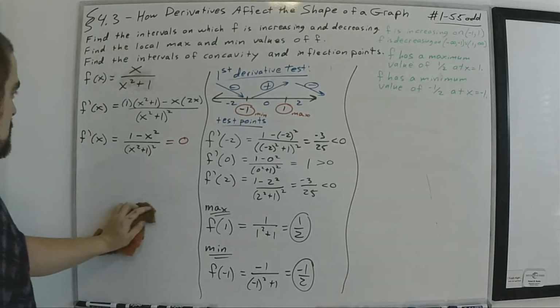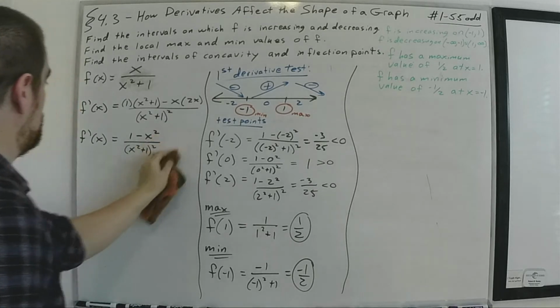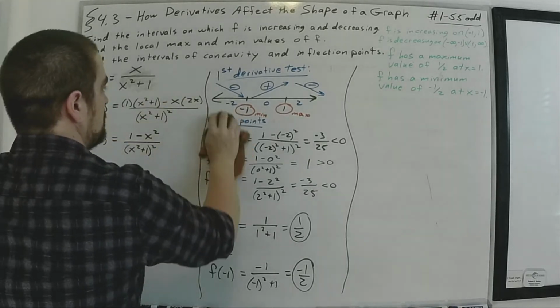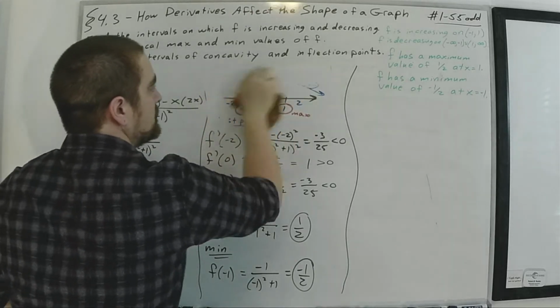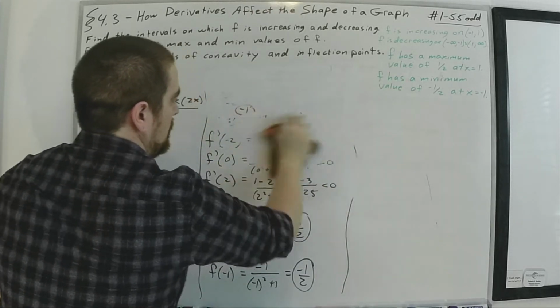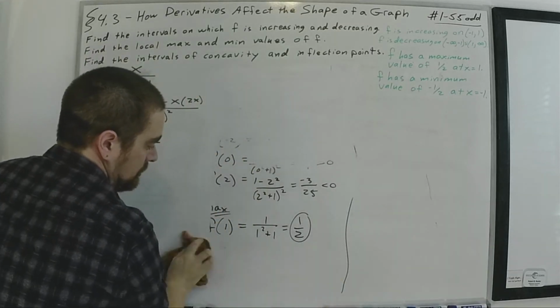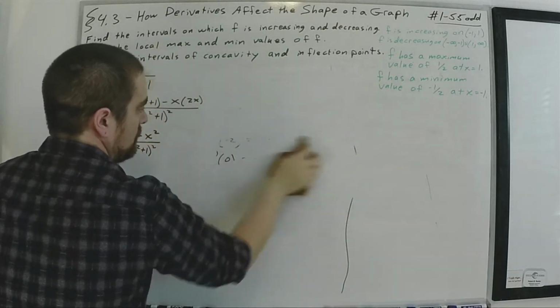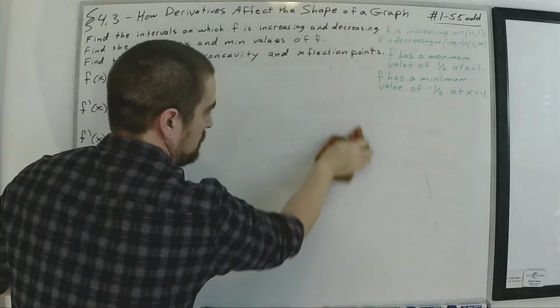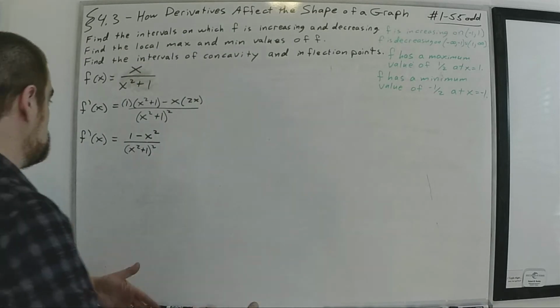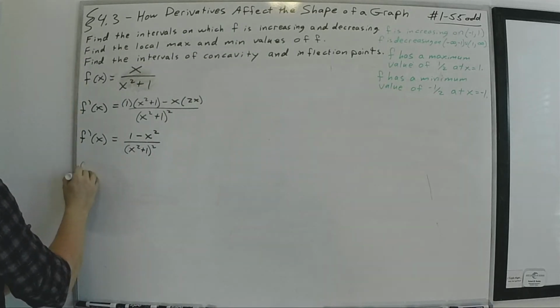So I'm going to stick with leaving the first derivative right there. And we're done with the first derivative test, and we found all the information we can from the first derivative, so I'm going to get rid of that and walk you through the second derivative test. So for the second derivative test, obviously I need the second derivative. So let's do that first.